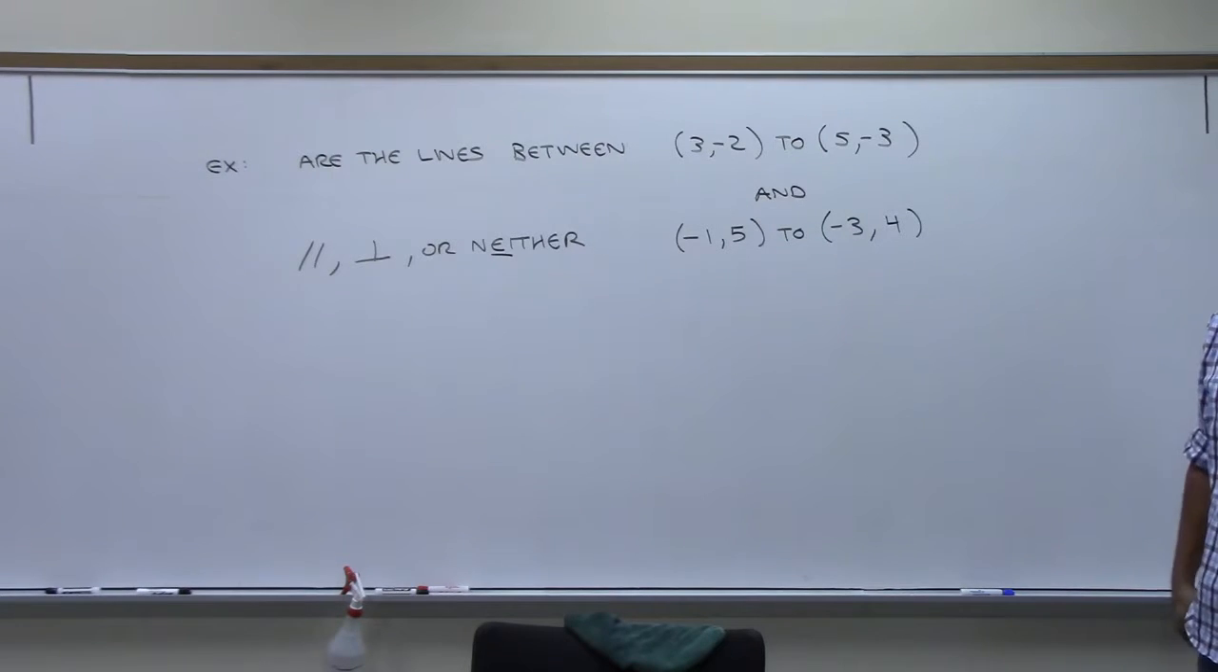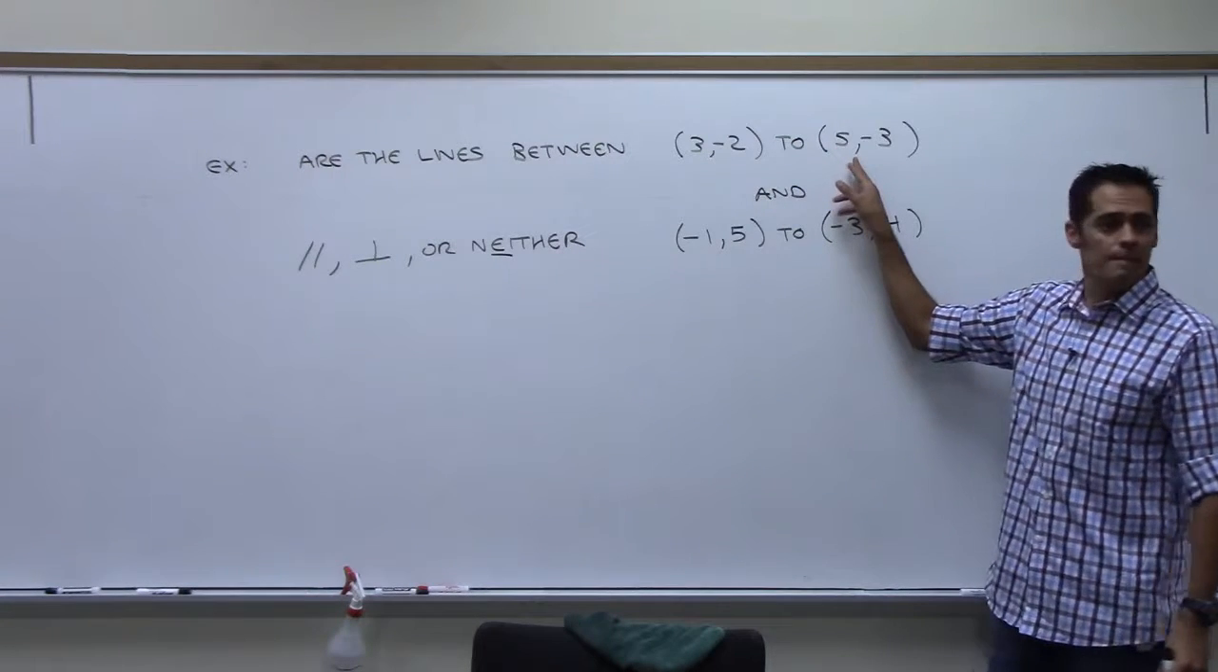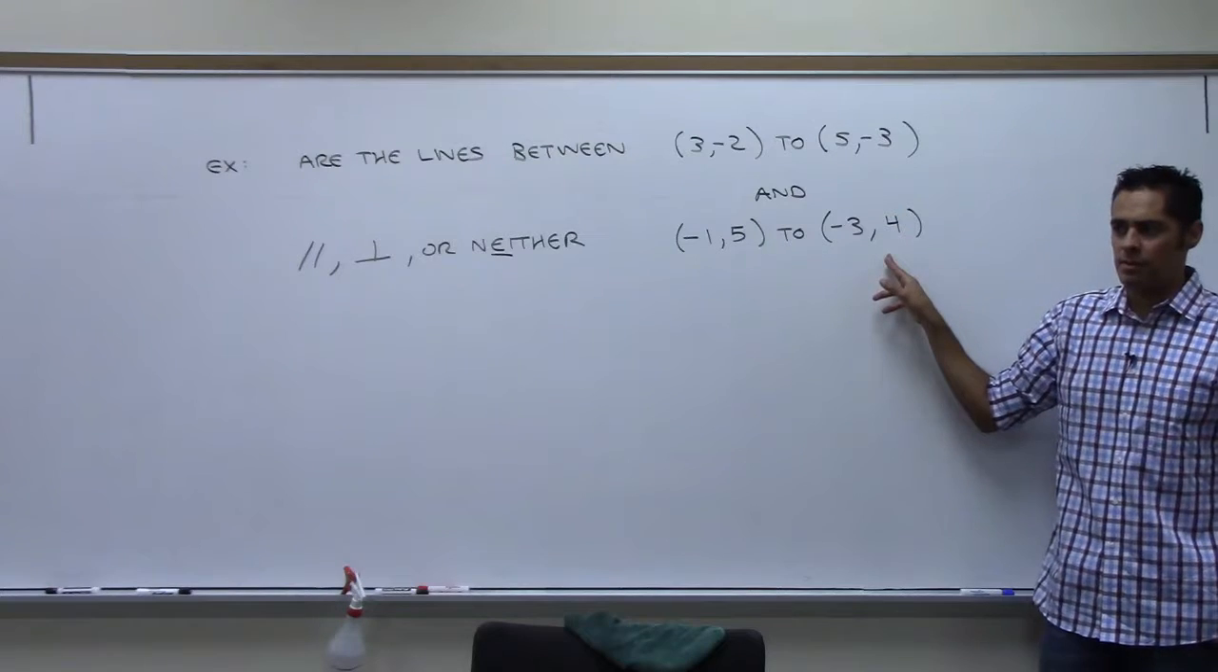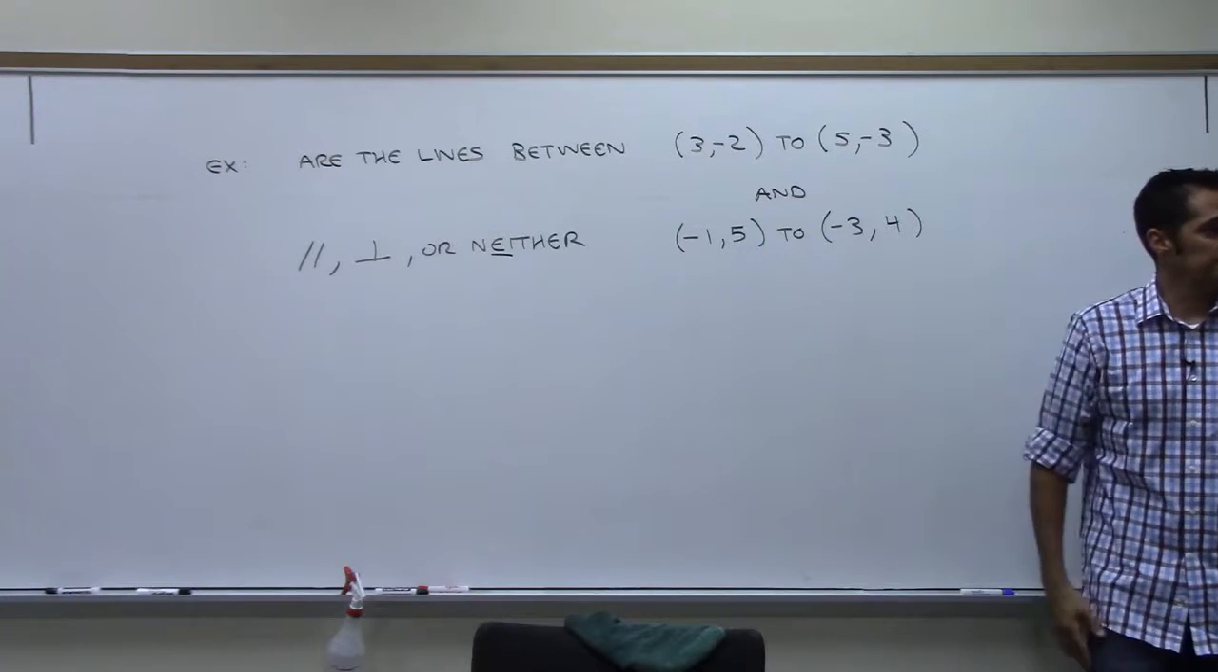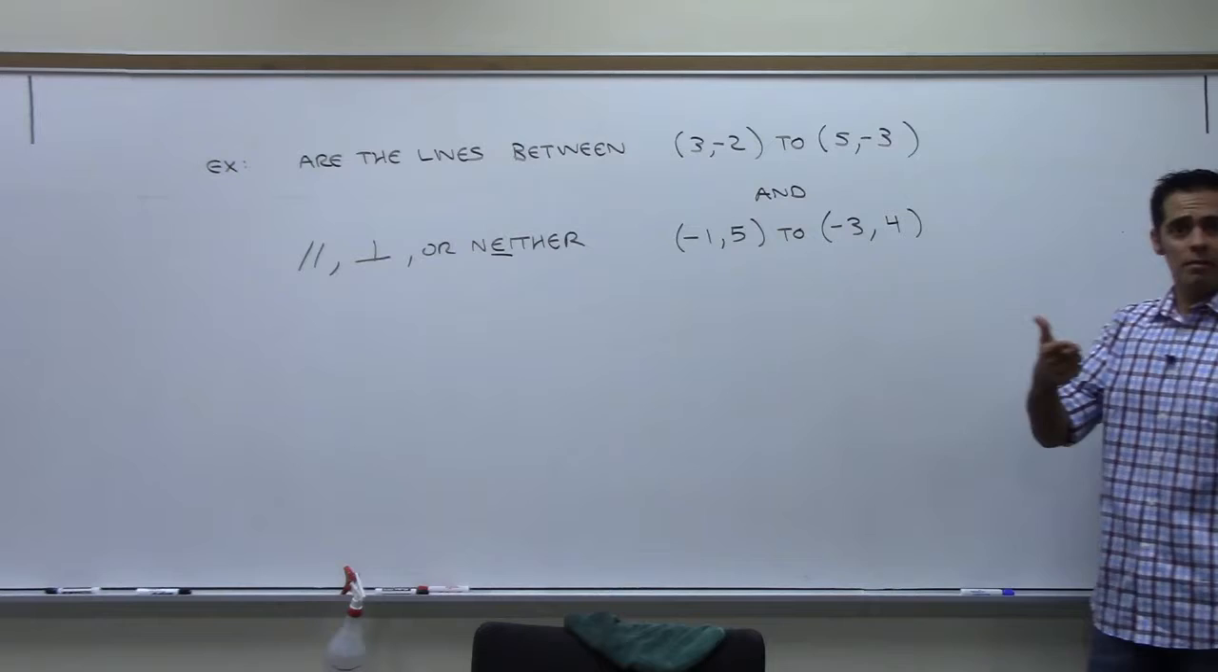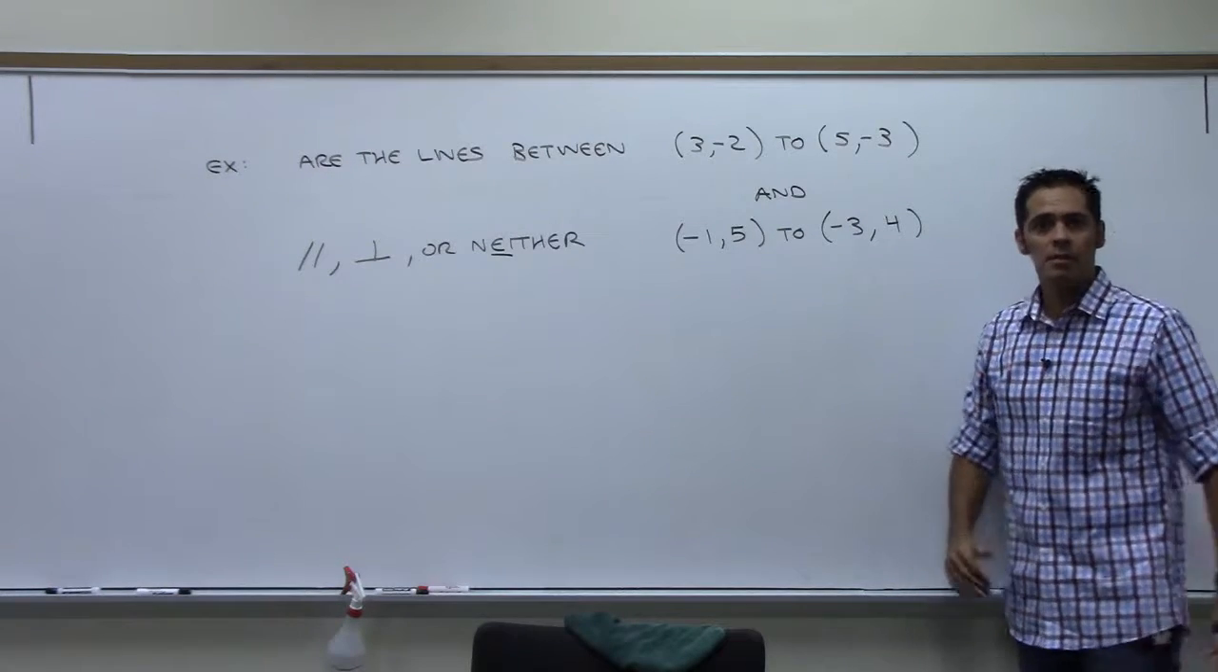We have two lines, right? One line goes through these 2 points. Another line goes through these 2 points. So what do we have to do? Graph it. We could draw it, right, and see if they look parallel or perpendicular.